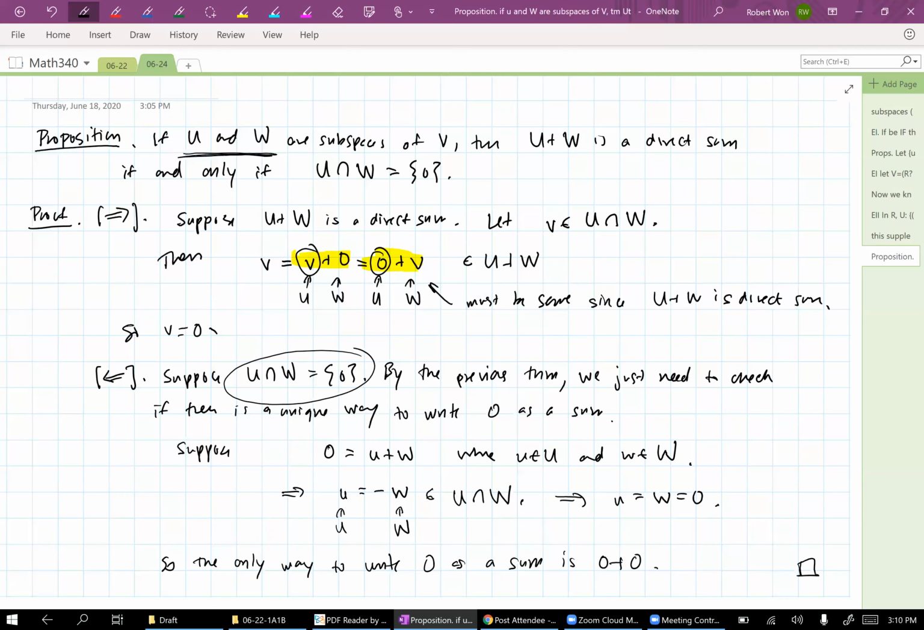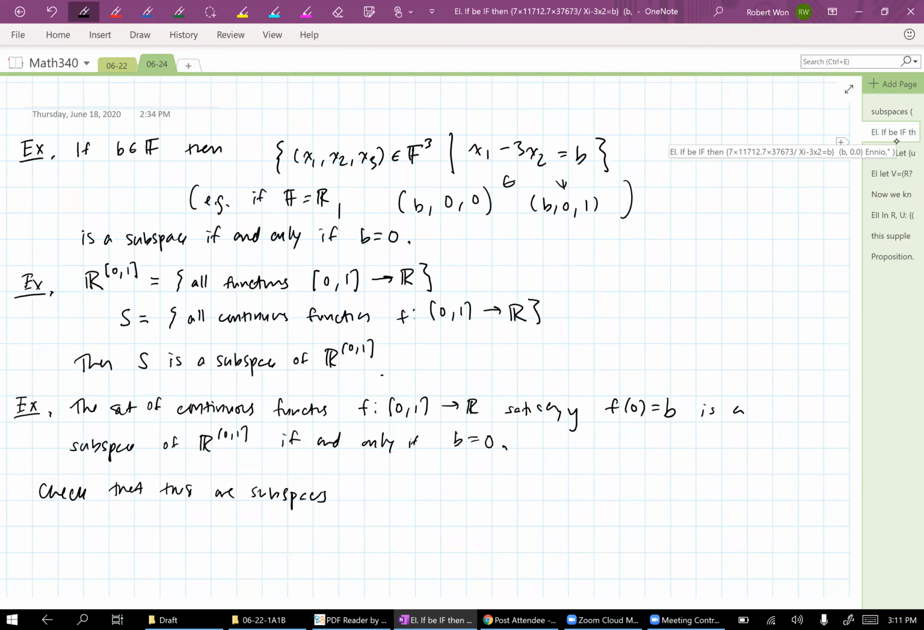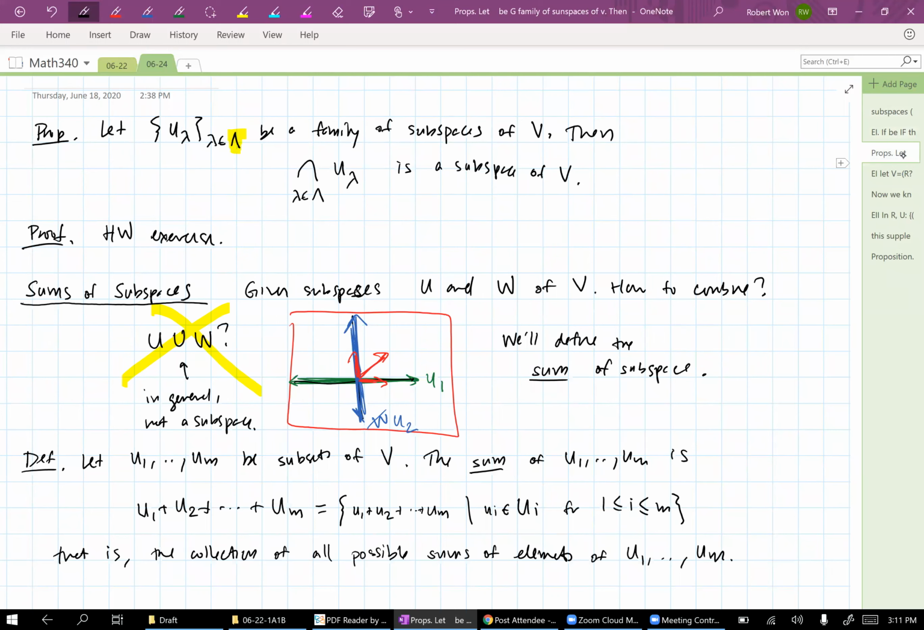Okay, so I think that's all we'll cover today. What do we learn today? Well, we learned the definition of a subspace. It's just a subset that is itself a vector space. Right? We saw some examples of subspaces, which you should go over. We have this homework exercise that if you take the intersection of any number of subspaces, you again get a subspace.